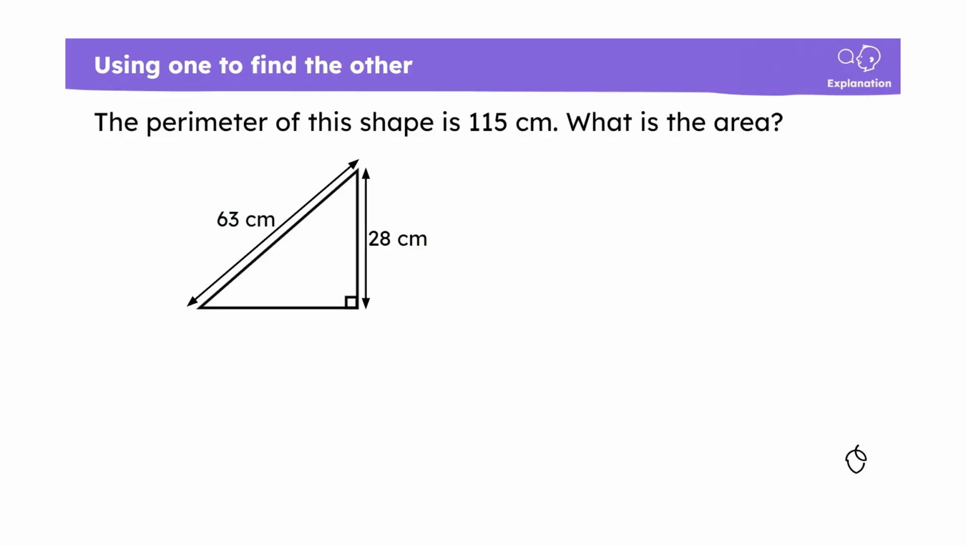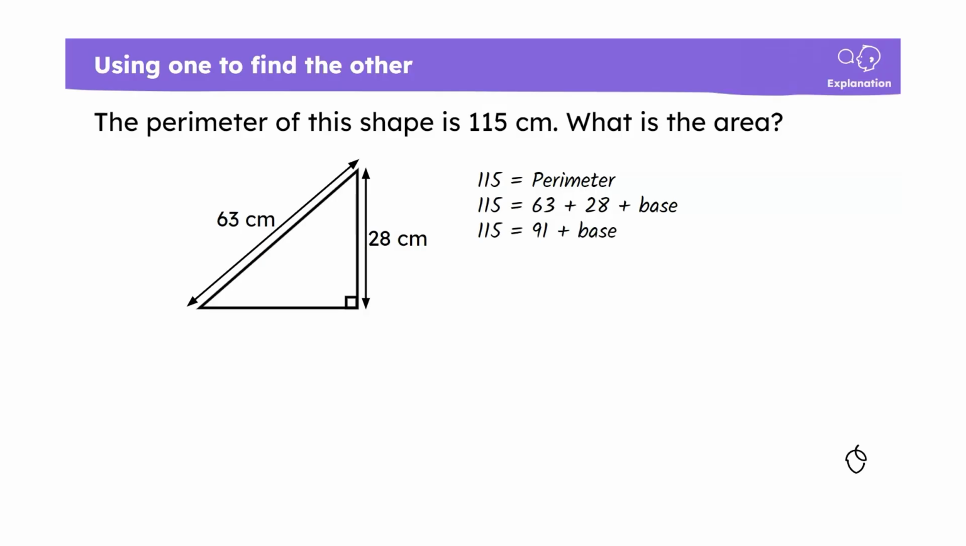Does knowing the perimeter help me calculate that missing side length? You're right, it does. Let's look at the working. We know that 115 centimetres is my perimeter, i.e. the total distance around my 2D shape. That means that 115 is equal to 63 add 28, add in whatever. Now I'm going to refer to this missing side as the base, so the base of my triangle.